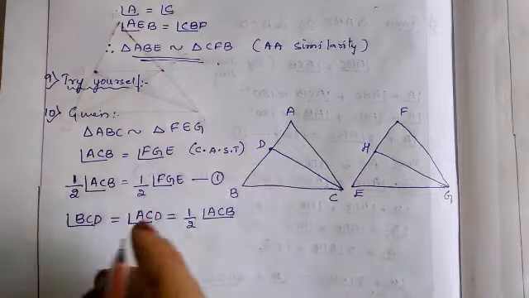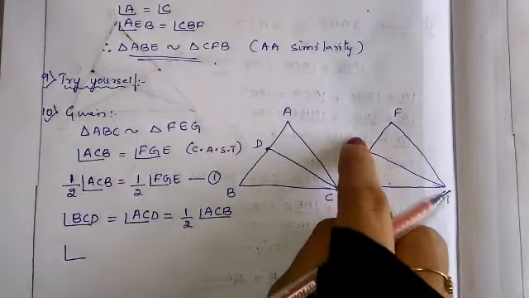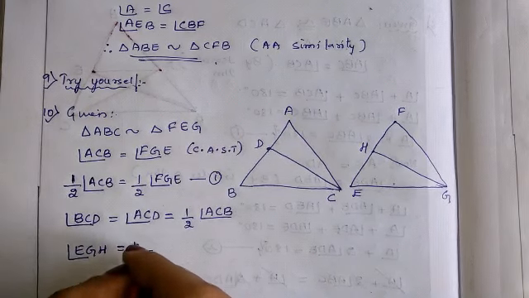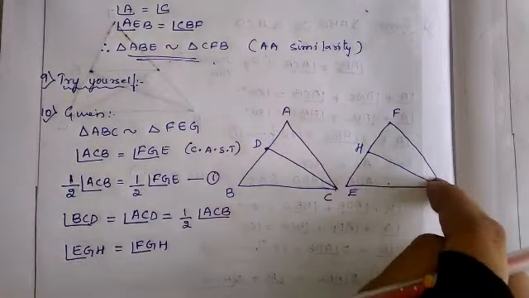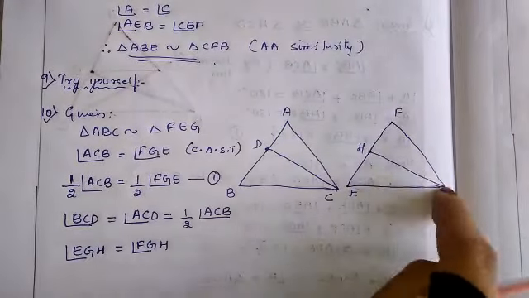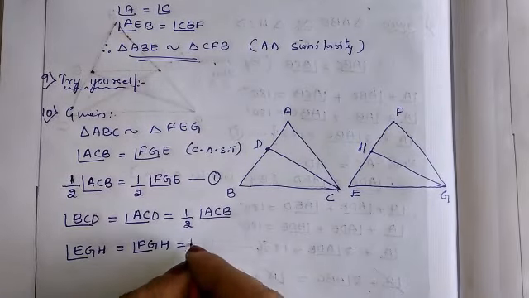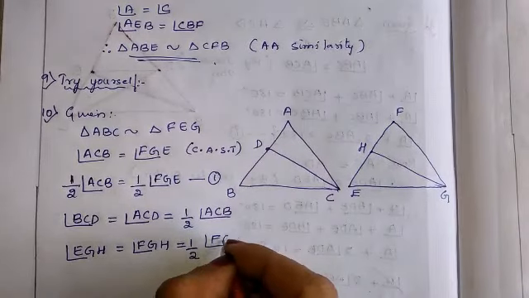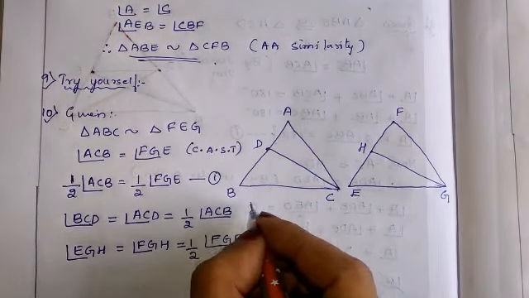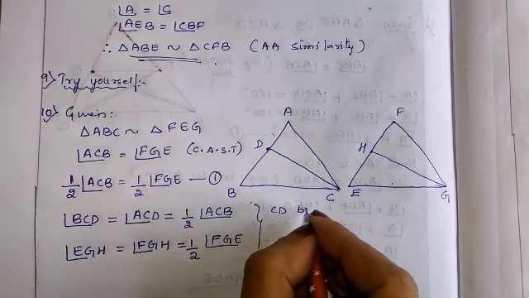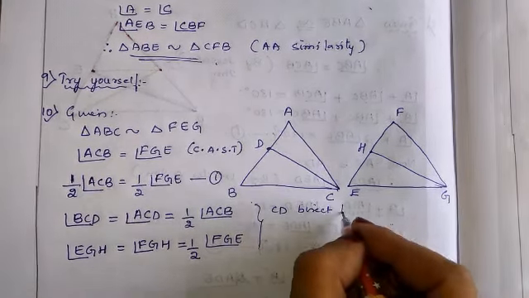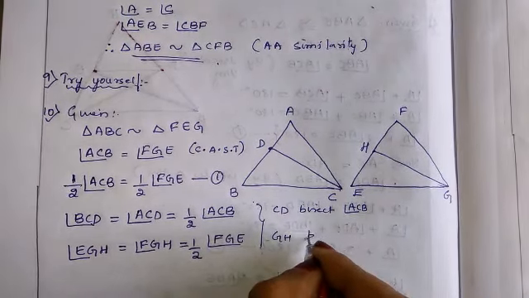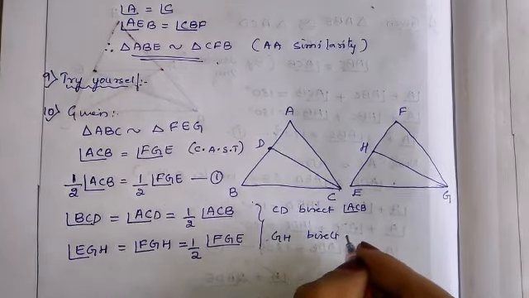Now like that only, I will write one more. Angle EGH is equal to angle FGH, this side FGH. First this side we did. Angle EGH is equal to angle FGH, which is equal to half of angle FGE. Why? If you want, you can write here: CD bisects angle ACB. Bisection means exactly half. Here GH bisects angle FGE.